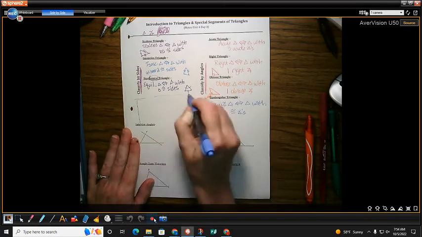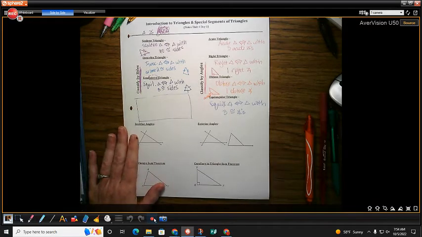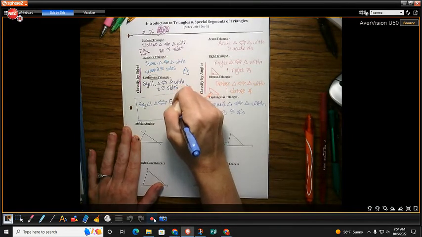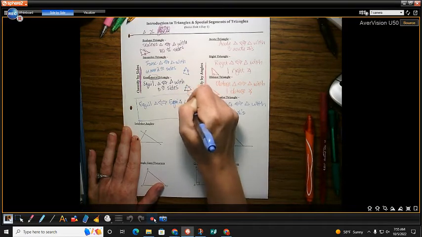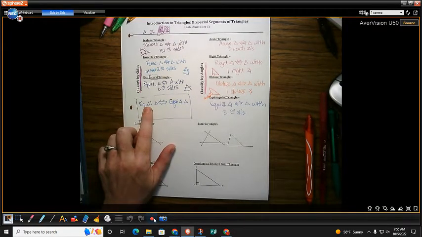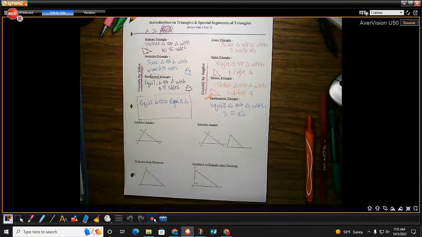So let's see. What could I imply? I've got something. This equilateral triangle, it's got something else it implies. Two candies, whoever knows what else it implies. Yes, sir. It's an equal angle. Very good. It's equiangular. If you have all three congruent sides, because equilateral is three congruent sides, then you'll have three congruent angles altogether.